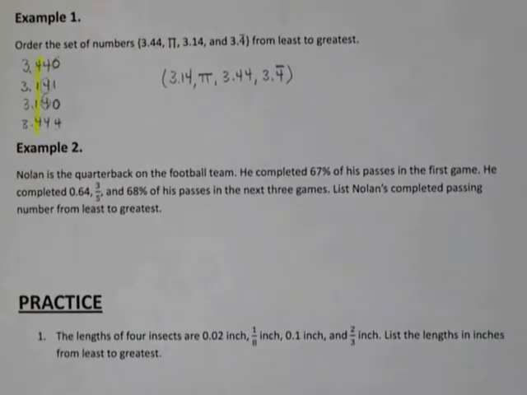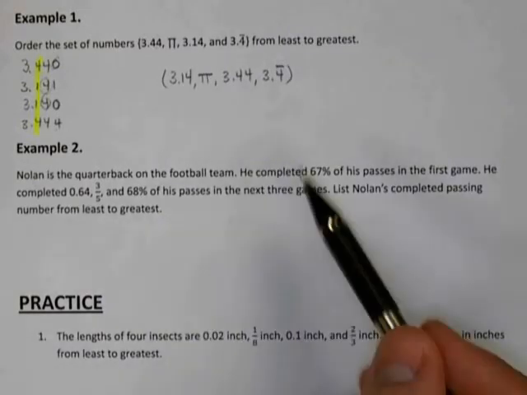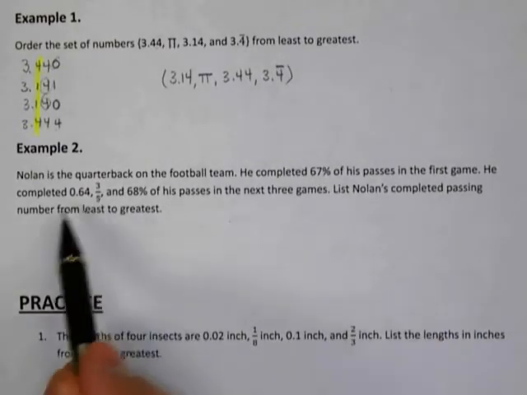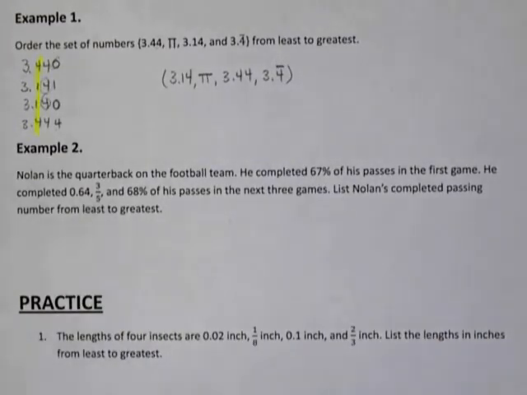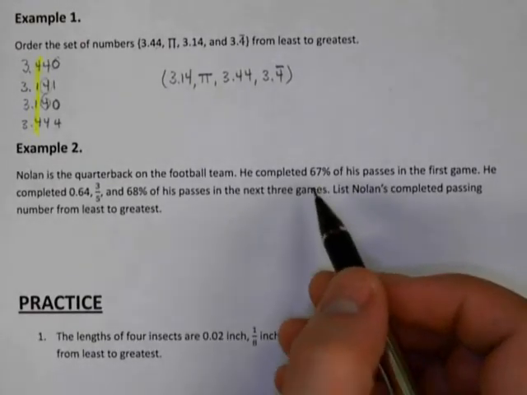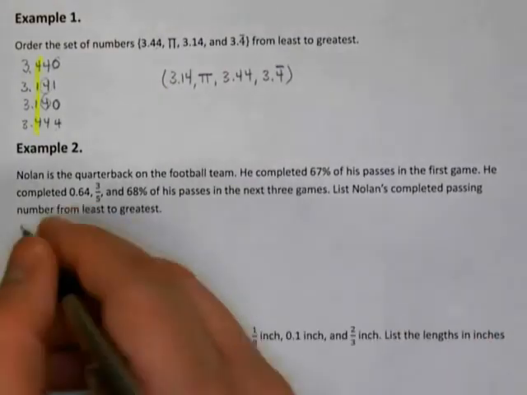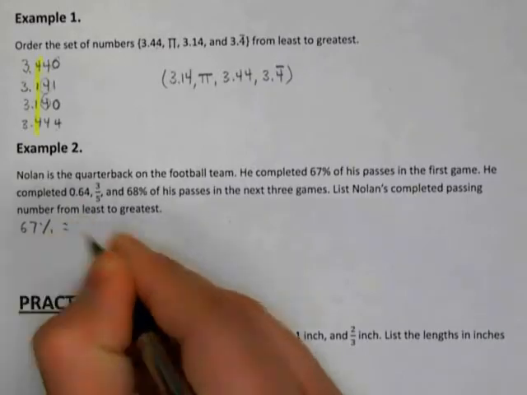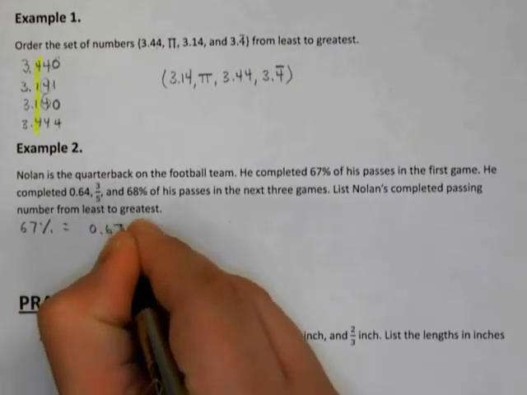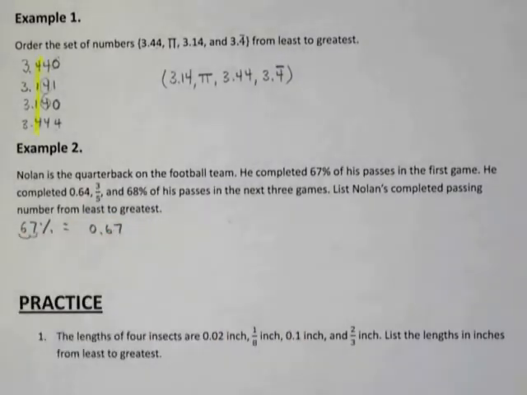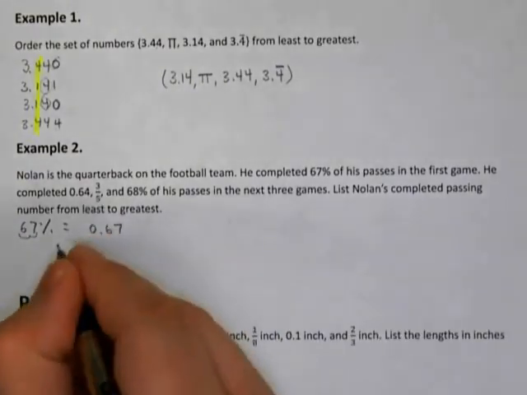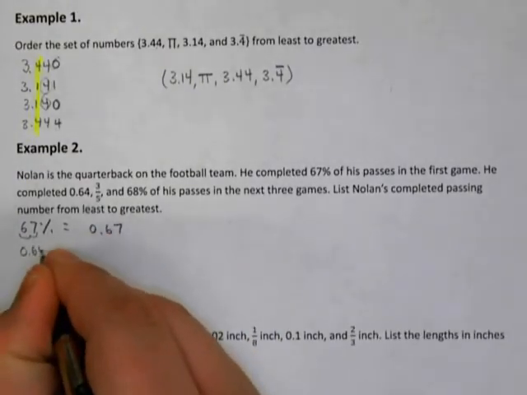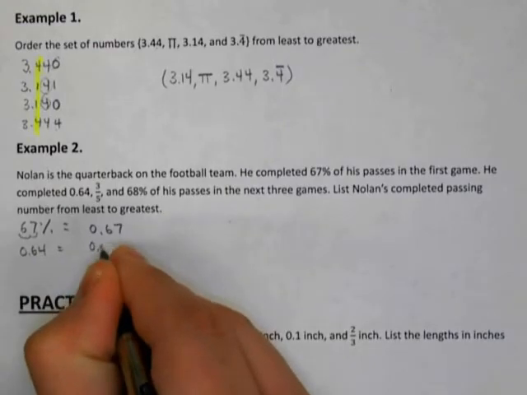So what we need to do is get them into a common form: percents, fractions, or decimals. We need them to be all the same. You can choose any of the 3, but I'm going to move all of them to a decimal. I know that 67% is equal to 0.67, because you just move the decimal point back twice. I know that .64, or 0.64, is just that itself, 0.64.